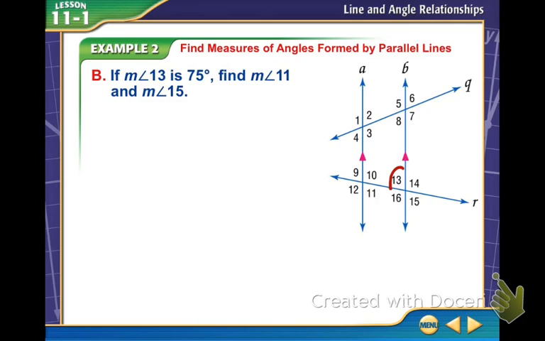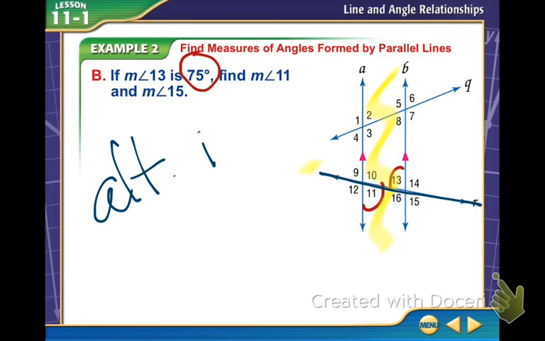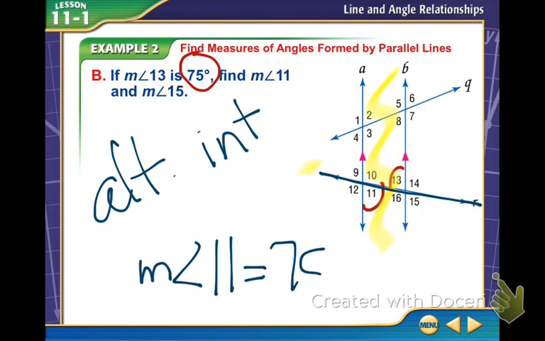So if we know that angle 13 is 75 degrees, we can use that to find out what angle 11 is. Well, they're both on the inside of the parallel lines, and they are on alternate sides of that transversal, so they're alternate interior, and alternate interior angles are equal. So the measure of angle 11 is 75 degrees also.